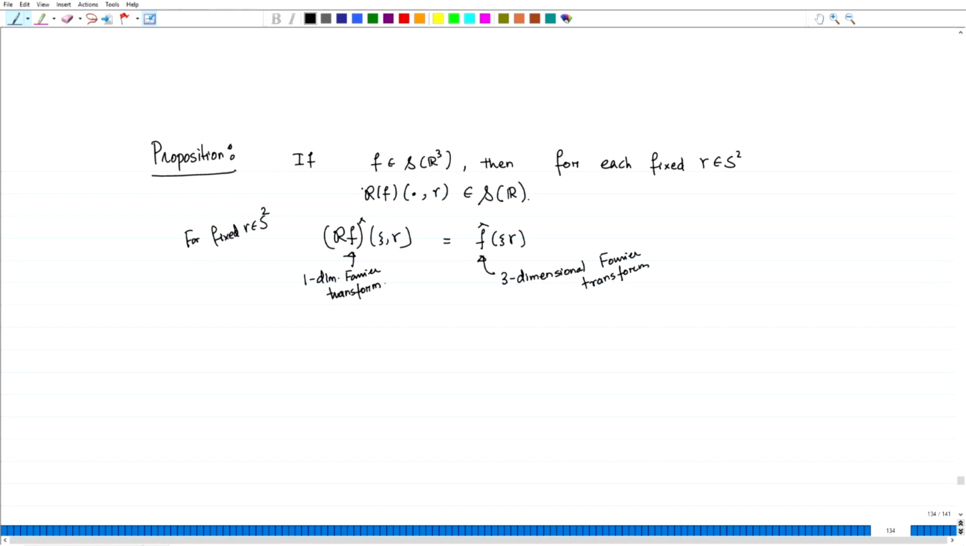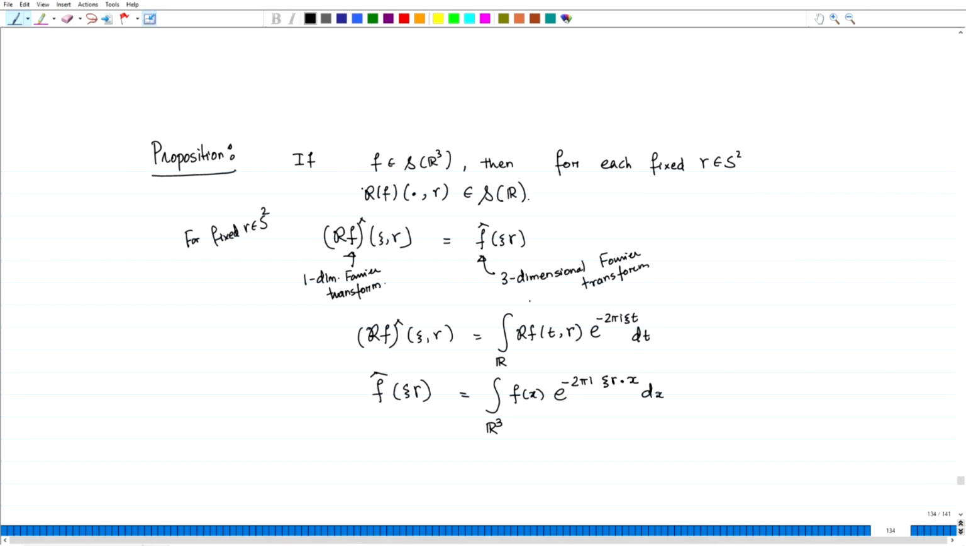And moreover, to avoid confusion, one can write that the Fourier transform of Rf at (xi, gamma) is equal to the integral over R of Rf(t, gamma) e^{-2 pi i xi t} dt. Here both xi and t are in R. And f hat of xi gamma is equal to the integral over R^3 of f(x) e^{-2 pi i xi gamma . x} dx.